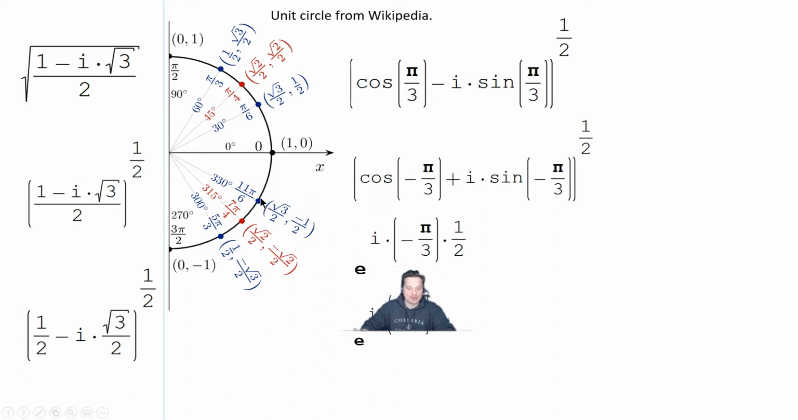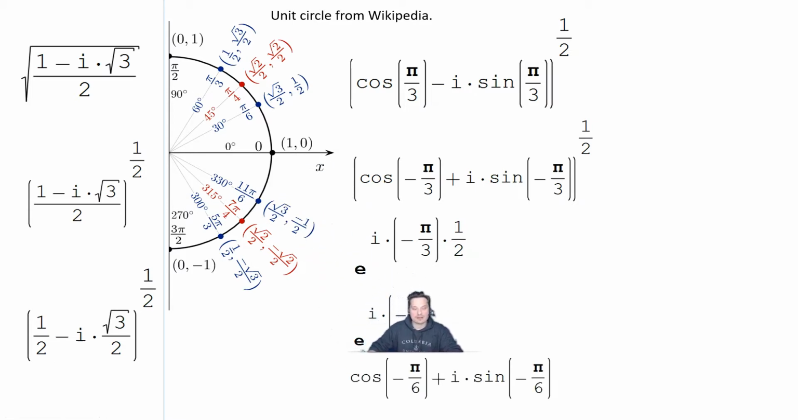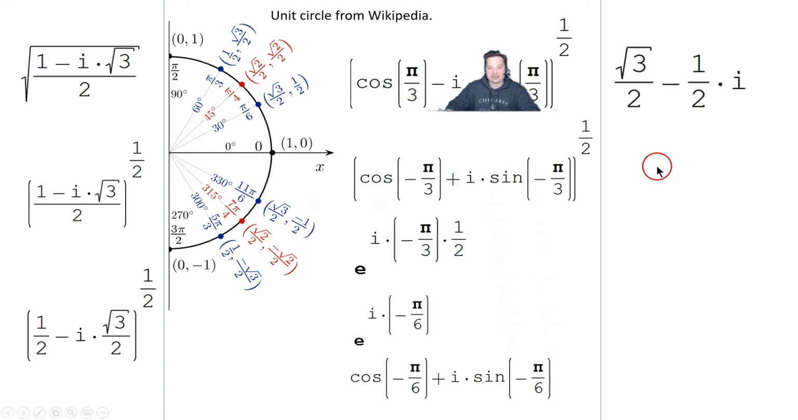What does that angle represent? Go back to the unit circle. Pi over 6 corresponds to the root of 3 over 2 and 1/2. But I have negative pi over 6, so I have to mirror down and take the mirror image of pi over 6 on the other side of the x-axis. That corresponds to an x-coordinate of the root of 3 over 2 and a y-coordinate equal to negative 1/2. So this would be written as cosine of negative pi over 6 plus i sine of negative pi over 6. Each of those values you can read from the unit circle. Lastly, that gives us the answer: the root of 3 over 2 minus 1/2 i.